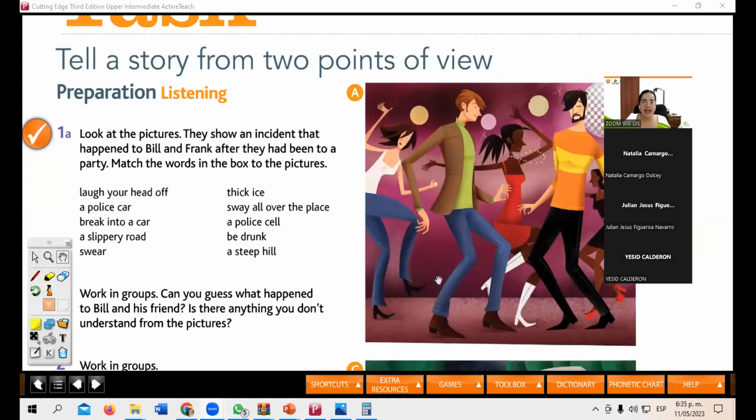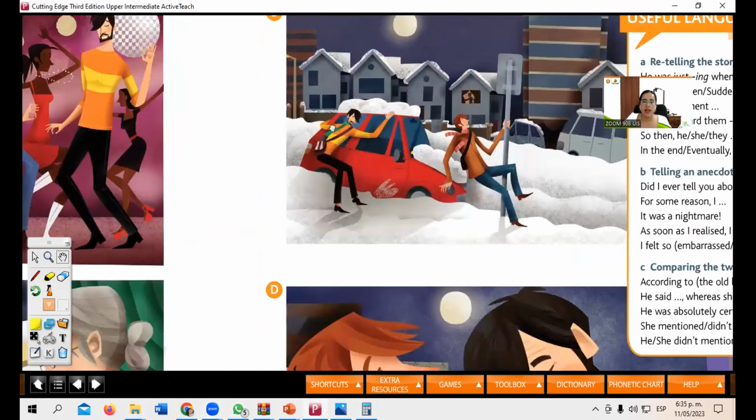And the last one is a steep hill. No idea? What is hill? ¿La colina? Colina, hill. So in this case, steep is like empinada. We can say a steep hill, como una colina muy pronunciada o empinada, okay? Like for example here, a steep hill.